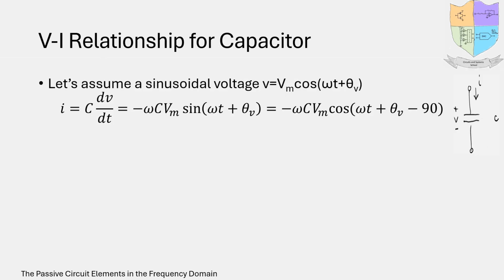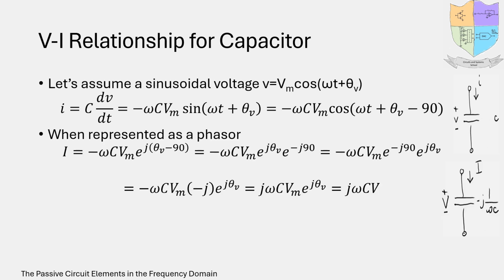Now let's find the VI relationship for a capacitor. Assume that a sinusoidal voltage with amplitude Vm and phase theta V is applied to a capacitor. The current flowing into the capacitor can be determined by multiplying the value of capacitance by the time derivative of voltage across the capacitor. By representing this result in the phasor form, the VI relationship for a capacitor is obtained in the phasor domain.